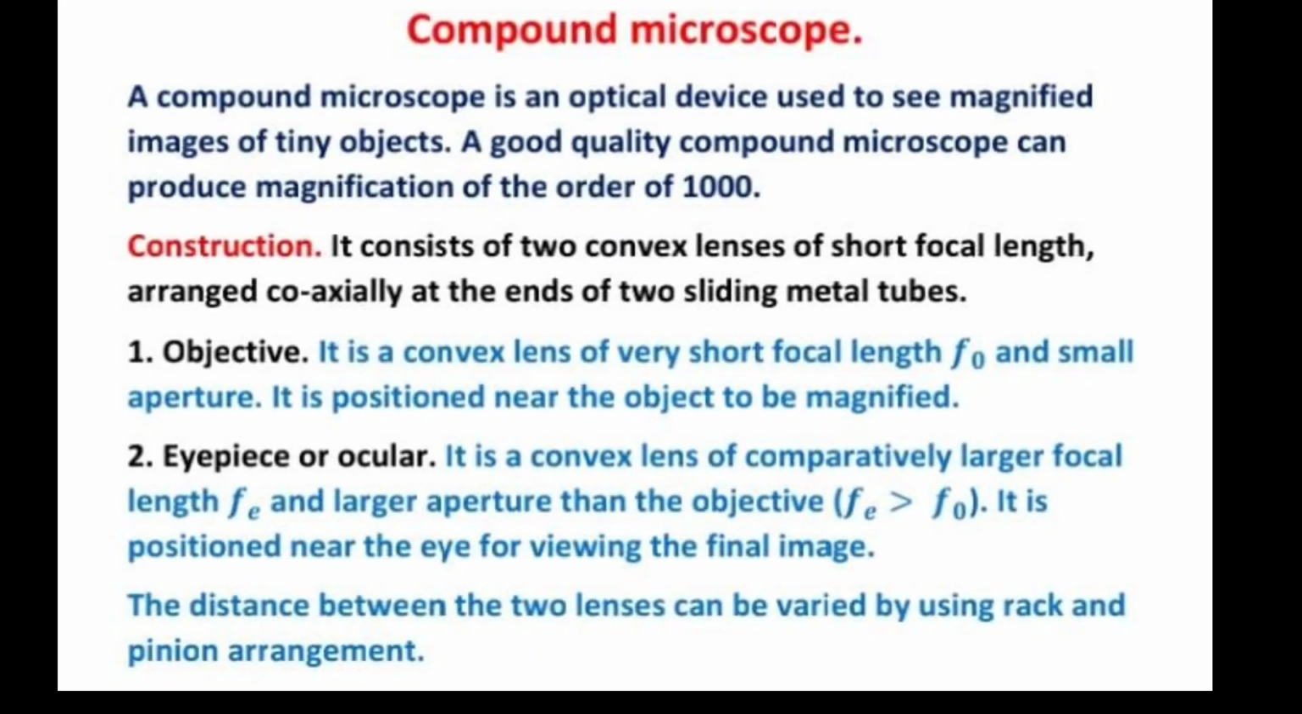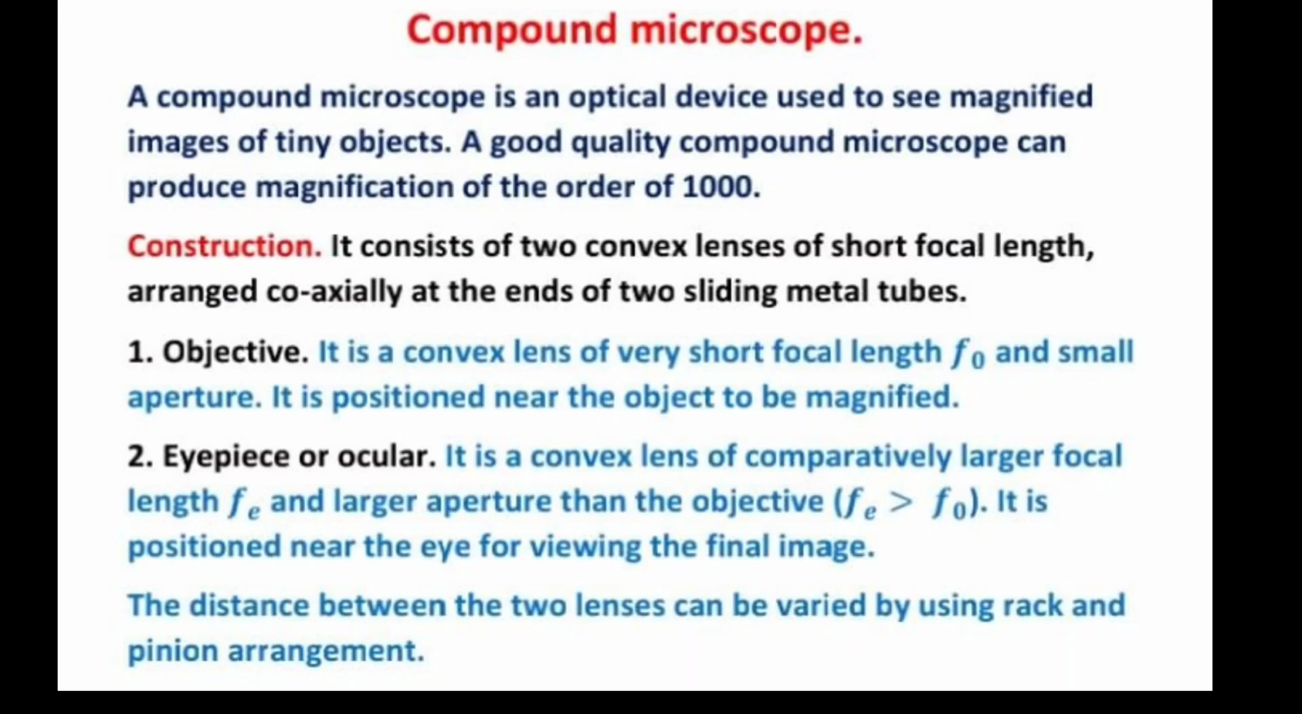Compound microscope is another optical device that is used to see a magnified image of tiny objects. But this device is different from our previous optical device, that is, from the simple microscope. A good quality compound microscope is producing magnification of the order of 1000. How does this differ from the simple microscope? Because in this device we have two convex lenses placed inside it.